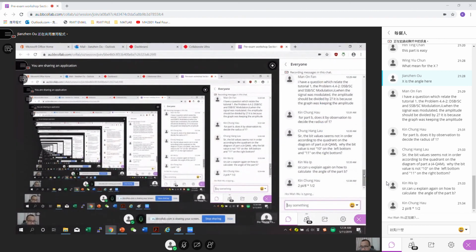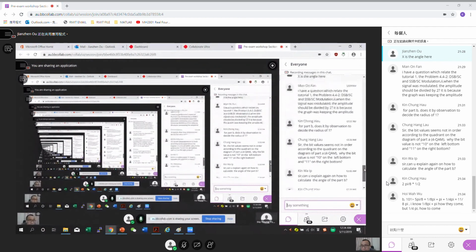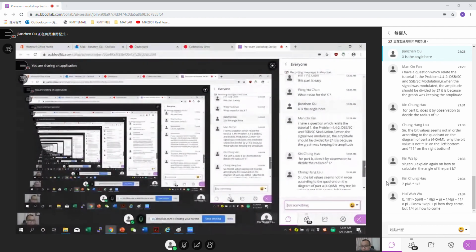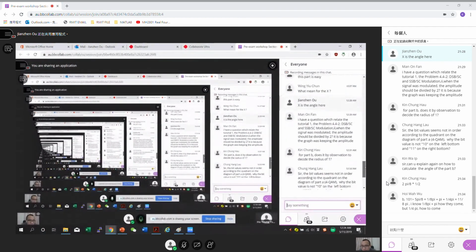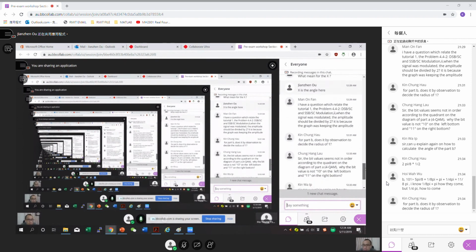Part B. Okay, let's answer one by one here. Man Hong, I'm going to answer it later on. So Kin Chong, for part B, does the observation decide the radius of one? Yes, that's right, from the observation the radius is one. That's why it's almost like a perfect circle, so we can say the radius is almost equal to 1. So your answer, I will say, is yes.